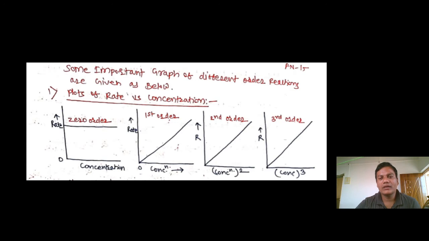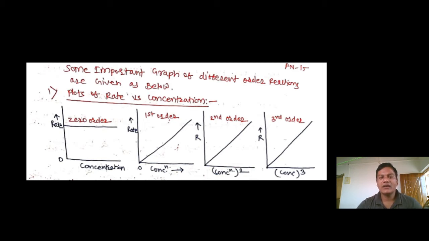There are some important graphs which show nature of concentration, which are plotted rate against concentration. Some graphs are plotted concentration against time. So if you look here, there are 4 graphs totally, and each graph explains a particular order. So plot of rate versus concentration. We will see what is the relationship between rate and concentration. So for zero order, it is parallel to the concentration axis. That means whether you increase or decrease the concentration, there is no kind of effect on the rate of reaction. That means rate of reaction is independent of concentration for zero order reaction.